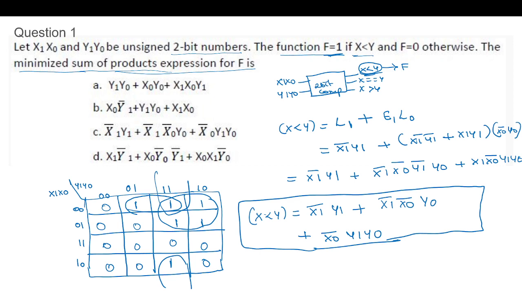So it is x1 complement y1 plus x1 x0 complement y x0 y1 y0. So the answer is C. Any doubts in this question?